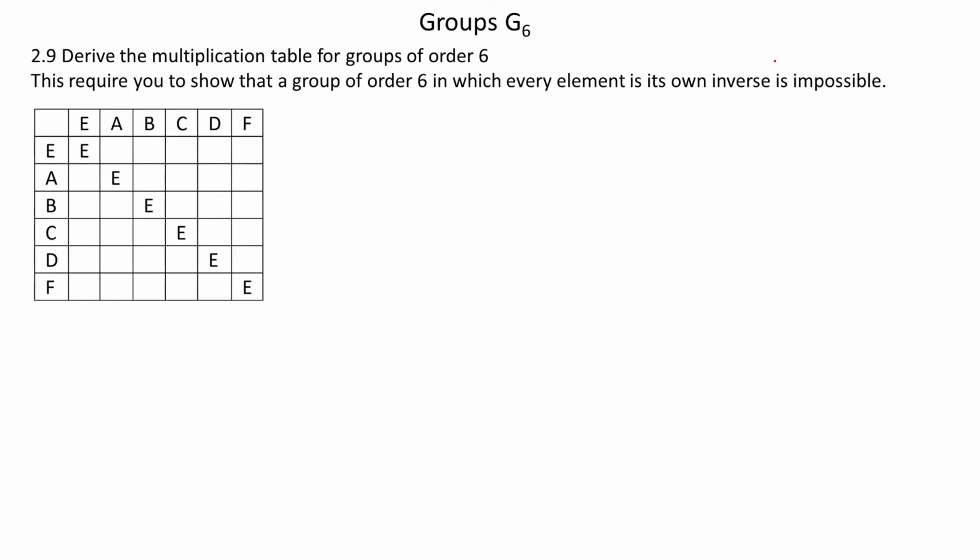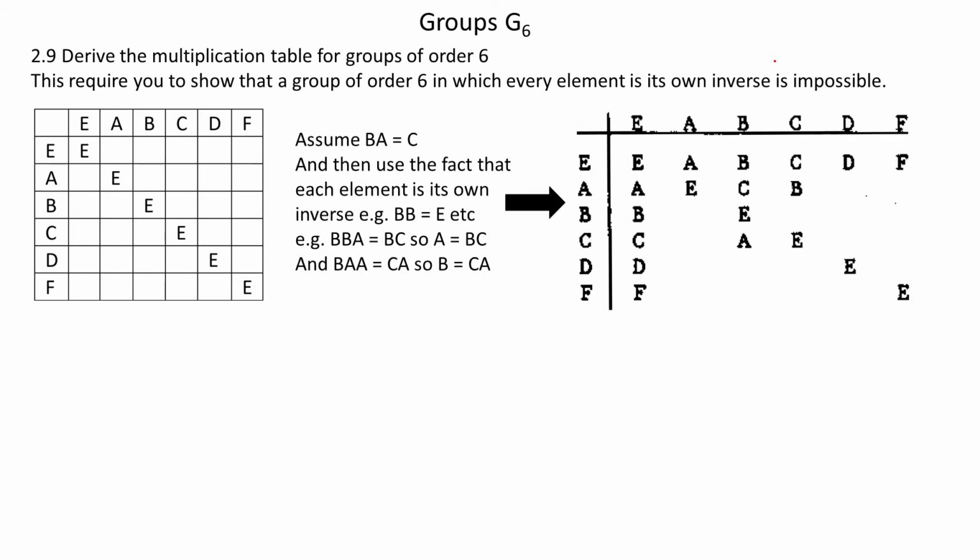Now let's finish off this exercise. Let's show that it is impossible to put 6 E elements on a diagonal and obtain a group. We already have relationships like AA equals E, etc., but we need to have some extra relationship to move forward. So let's pick BA equals C.